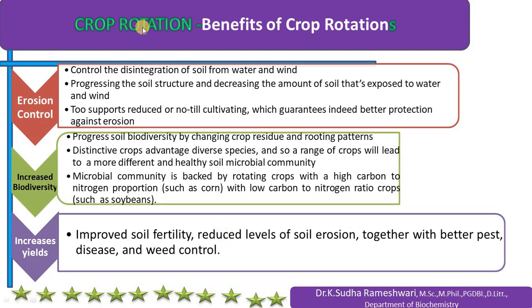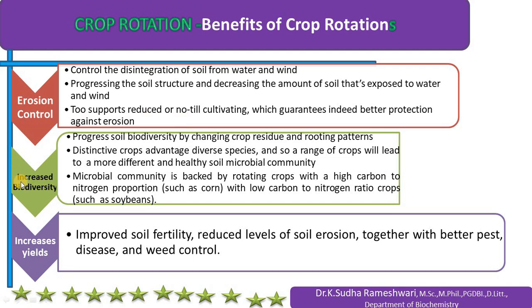Crop rotation helps control the erosion of soil from water and wind by improving the soil structure and decreasing the amount of soil that is exposed to water and wind. Crop rotation also supports reduced or no till cultivating, which is indeed better protection against erosion.